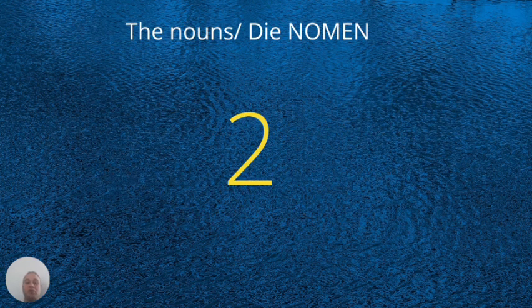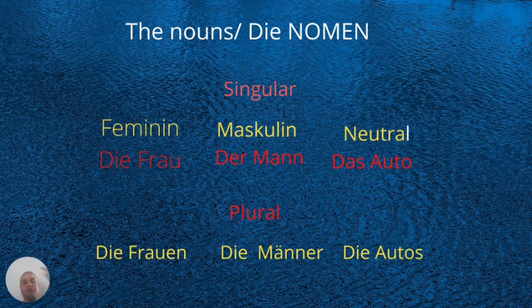So we move to the second topic, nouns, or in German die Nomen. We'll try here briefly to shed light on the different forms that we have concerning the nouns that are used within the German language. We have, for example, singular and plural. You can see here, in singular we have three forms: feminine, masculine, neutral. And for plural, we have different forms, but only one article, die, as I have said before. So feminine, die Frau, the woman; masculine, der Mann, the man; neutral, das Auto, the car; and plural, die Frauen, the women; die Männer, the men; die Autos, the cars.